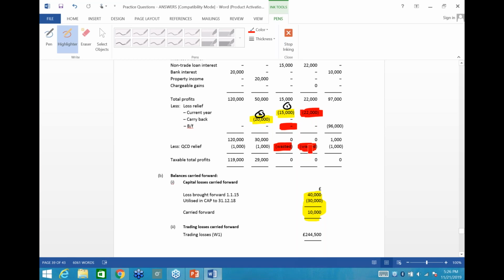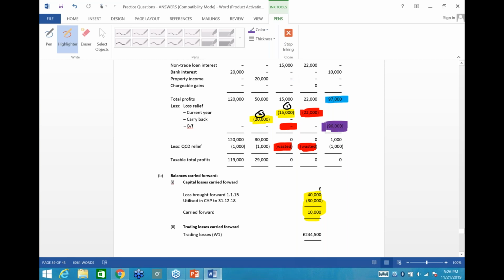Still, there is an unrelieved loss out of that 362,500. Then it can be carried forward to set off against future available total profits. Now you would see the future available total profits is 97,000. If you want, you can set off the full amount, 97,000. But we have only set off 96,000 pounds.